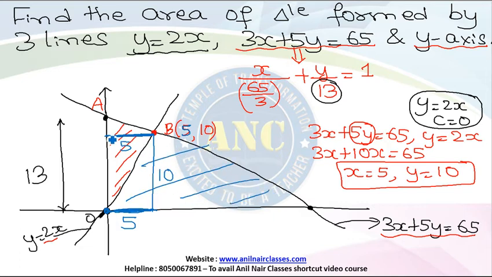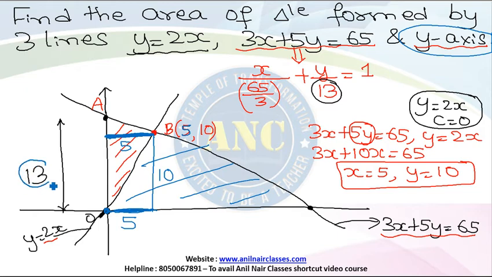I am finding the height of this triangle AOB. If the question was asked here with the x-axis, then this 10 would have been important for me. That would be the height of this bigger triangle. But here the 5 is important for me because that 5 is the height of triangle AOB. Now I know the height as 5.